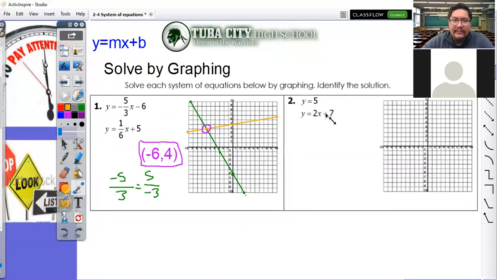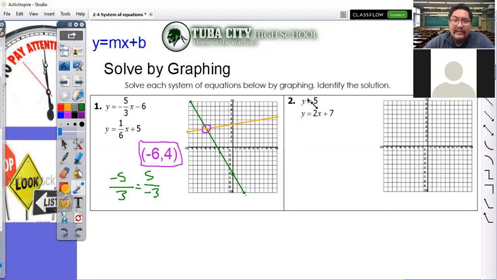Let's go ahead and do another one. So I have y equals 5. Okay, and if you're stuck on one of these, you can use Desmos. But you still have to do the graph. All right, so you might as well just do the graph here. And most of these are not going to be that tough.